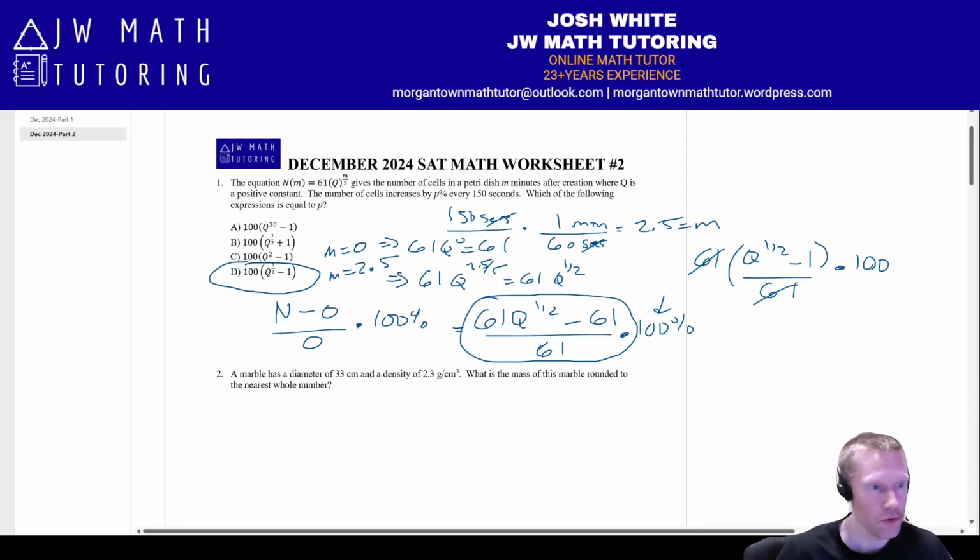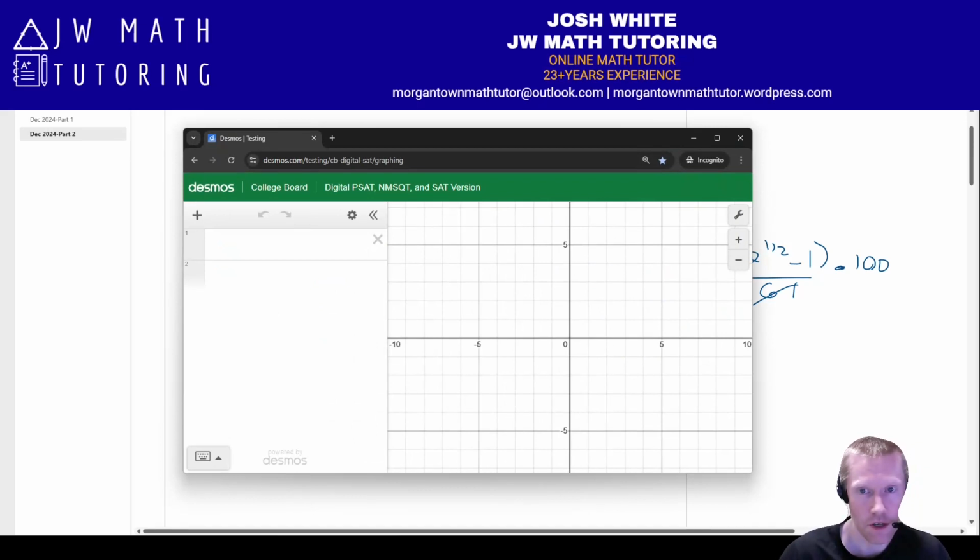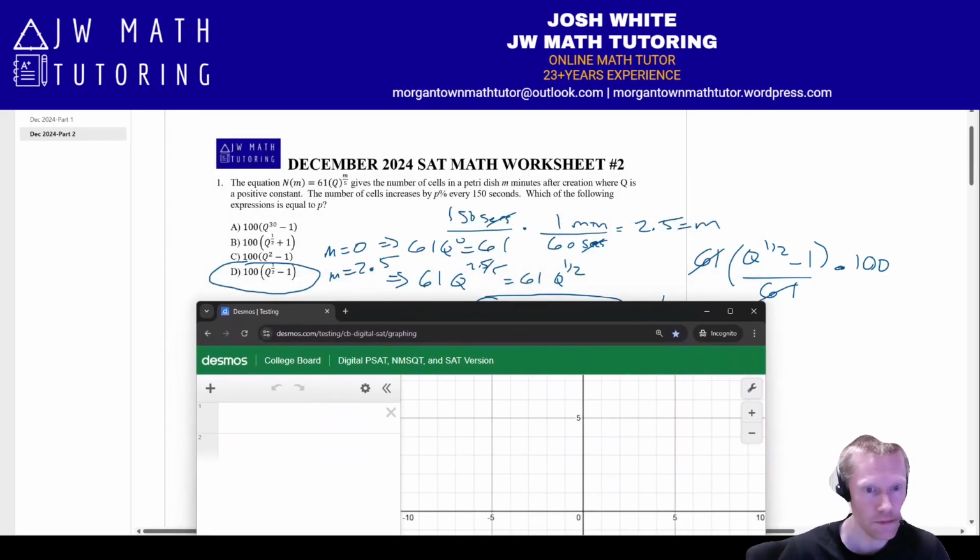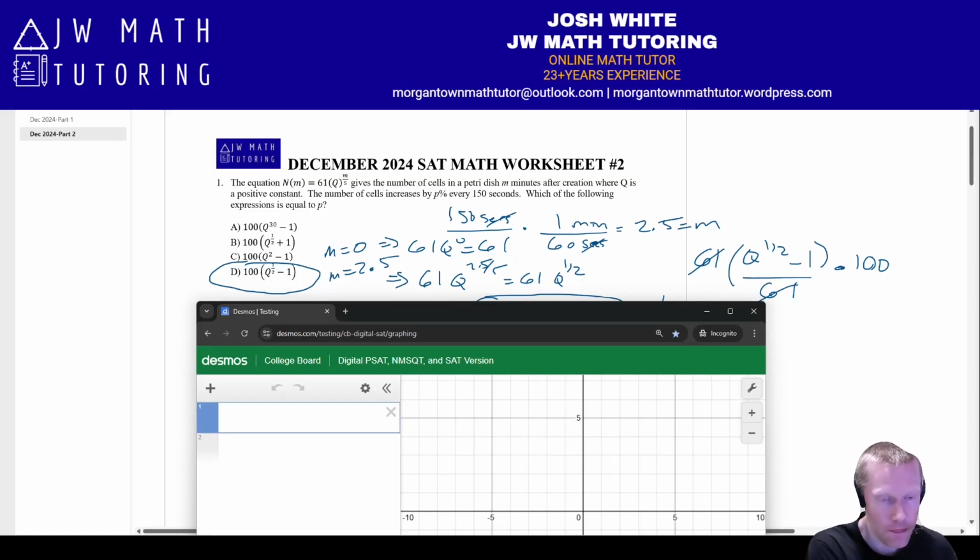Now, I will just show you, you could also confirm this or solve this in Desmos using actual numbers for q and then finding the percentage increase among them. So what I'm going to do is, let's see here.